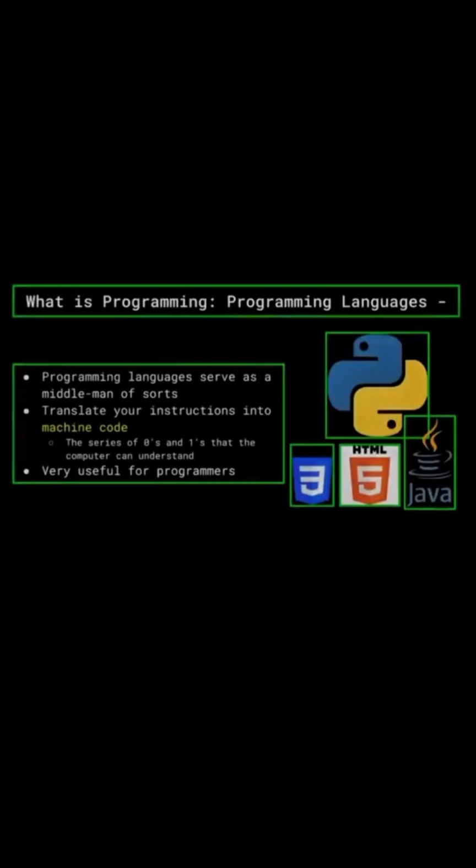This is where programming languages come into play. Programming languages are fundamentally a middleman for translating a program into machine code. These languages are much easier for humans to learn than machine code, and thus are very useful for programmers.